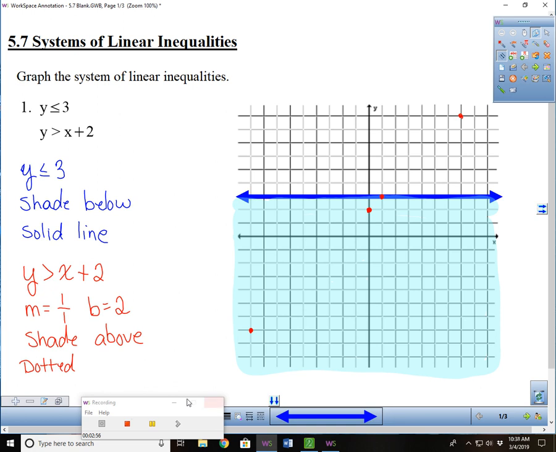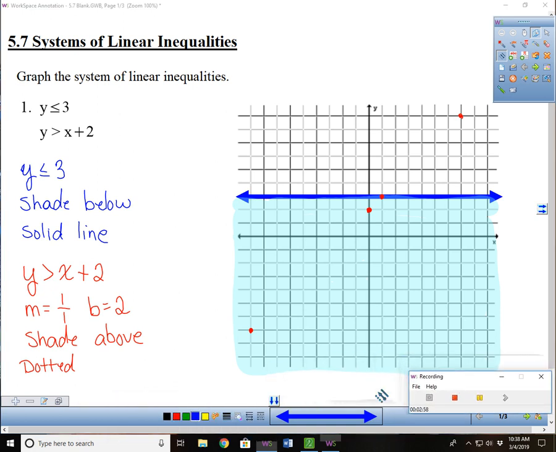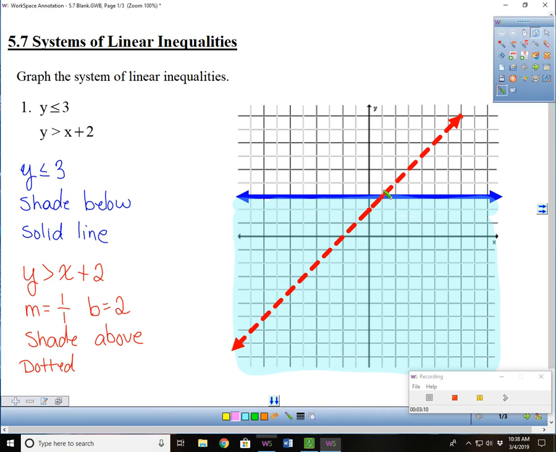Then when you draw your line in, we want it to be dotted. And remember, make sure you go all the way across your graph. And then you're going to be shading above. Now remember what we're looking for. We're looking for where the two shades overlap.